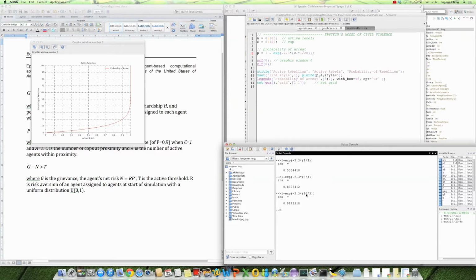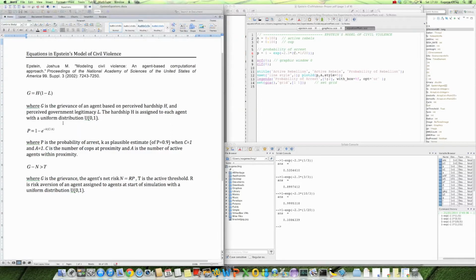So the higher you get, 10 cops for 3 active agents, the probability of arrest is very high. So the higher the number of cops around you, the less you want to rebel, because if you're throwing a stone alone on the street and there are 3 cops, you will get caught. But if there are 20 persons throwing rocks on the retail outlet window, then it is very, very unlikely that you can be captured by the cops. So that's what that equation means.